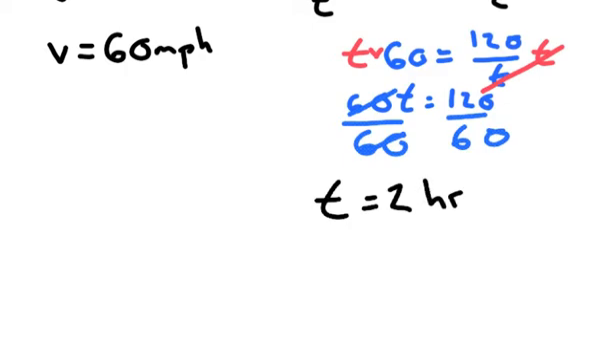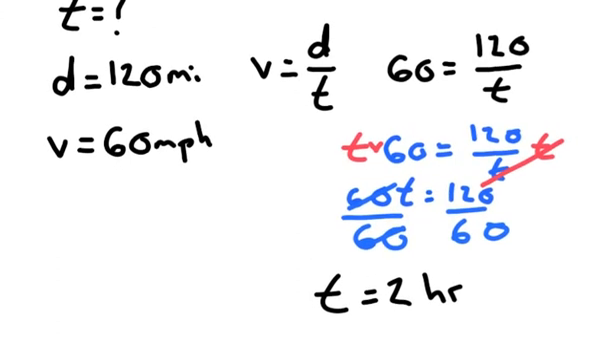The only last thing we would check is significant digits, significant figures. 120 miles is accurate to two places. The 0 doesn't count. 60 miles per hour, 0 doesn't count. It's only accurate to one place. We always go by the least accurate. So t equals 2 hours.